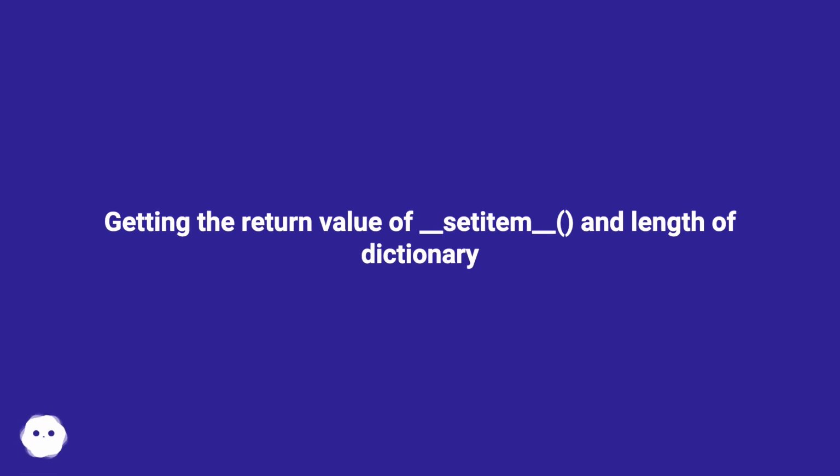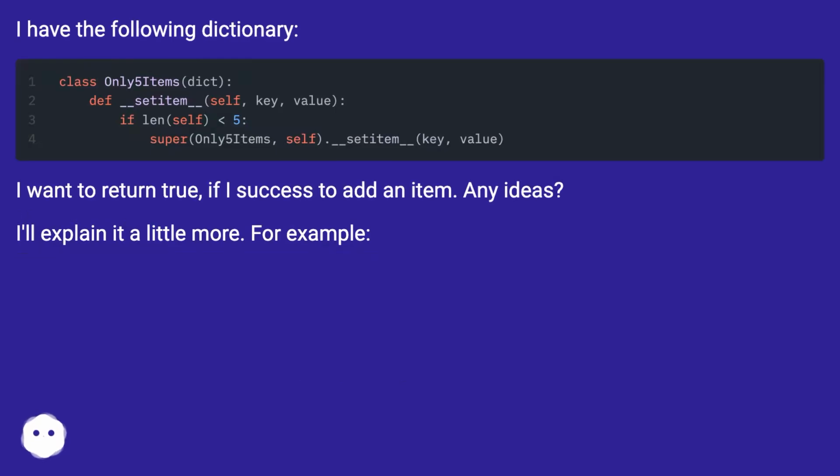Getting the return value of set item and length of dictionary. I have the following dictionary. I want to return true if I succeed to add an item. Any ideas? I'll explain it a little more.